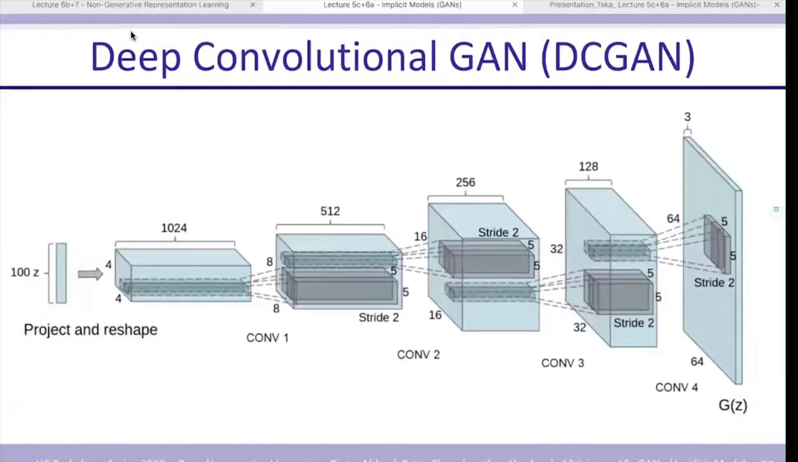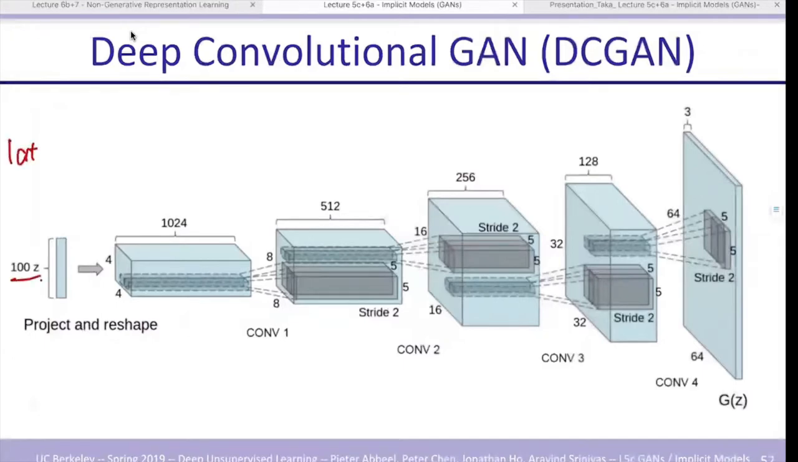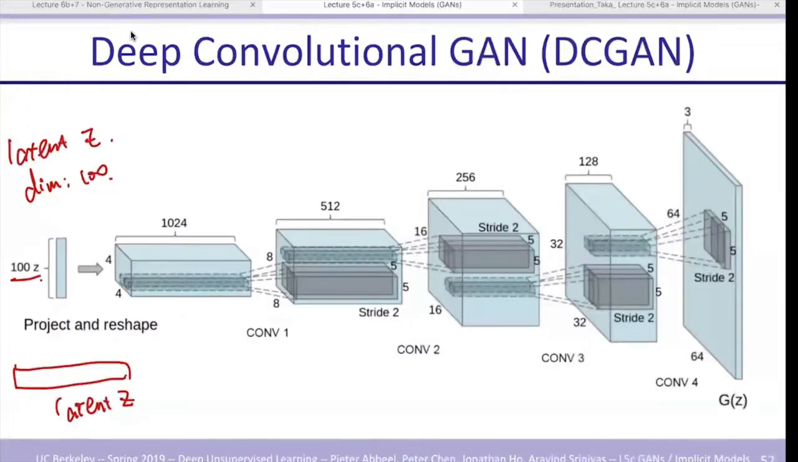What's the main contribution that he published in this paper? This is the latent value Z, and this dimension is 100. So he initializes this 100-dimension latent Z and then does upsampling. It's called deconvolution. He does the deconvolution to transfer the latent Z of dimension 100 into a dimension of 4 by 4 by 1,000, and then he expands it one by one.